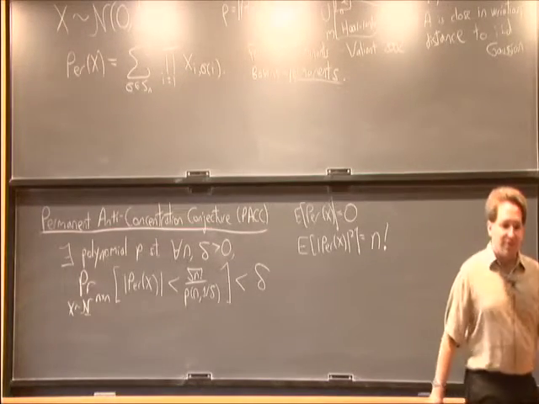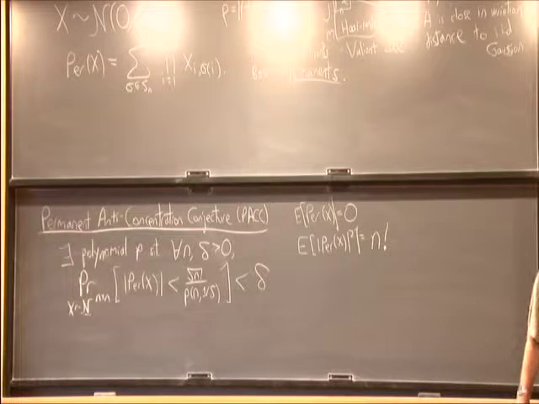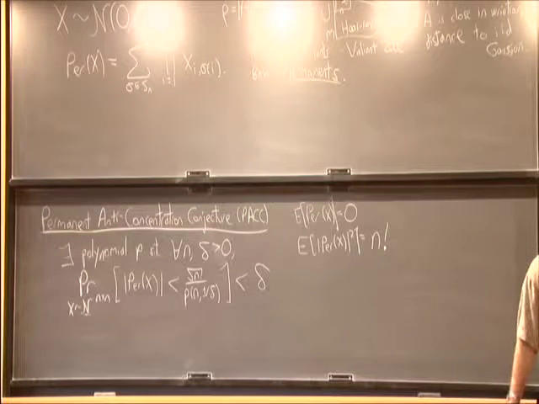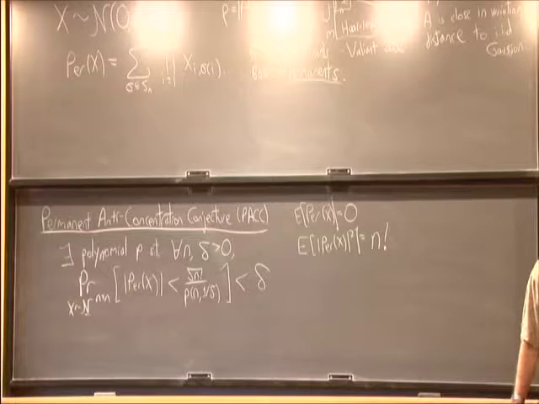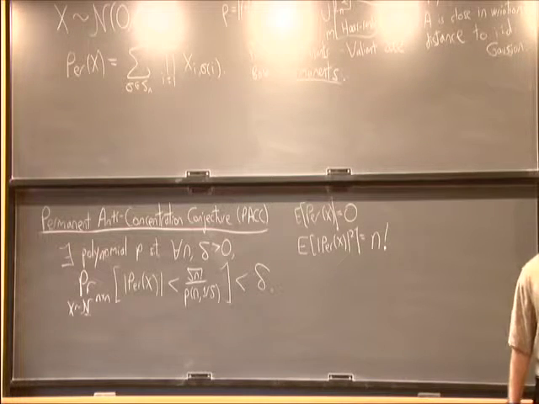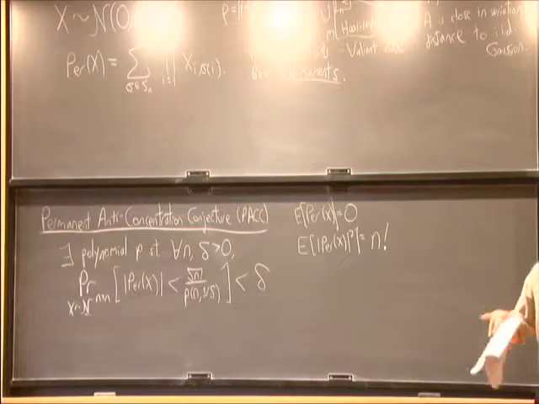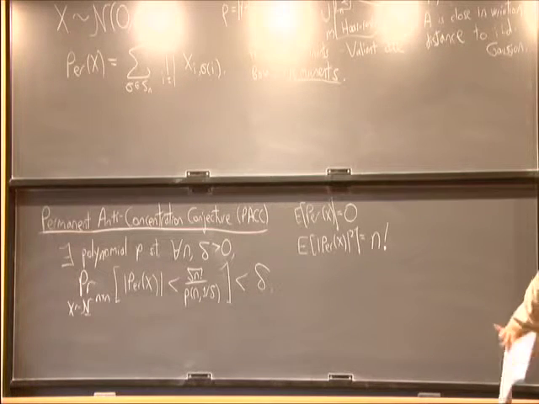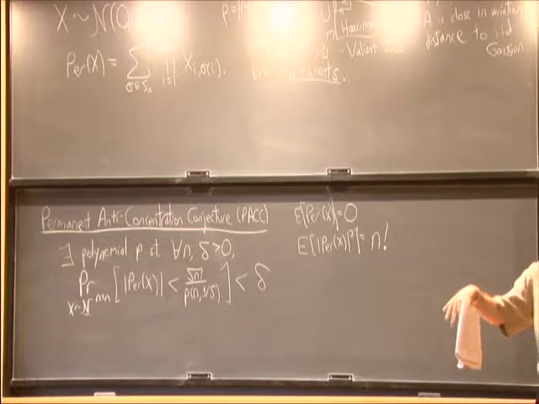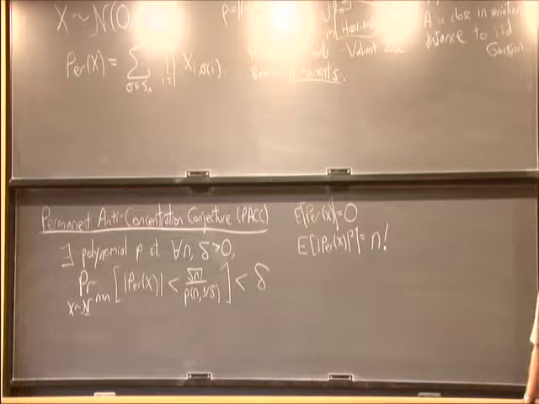So basically, if you look at the permanent of a Gaussian matrix, you expect its permanent to be something like square root n factorial in absolute value. You have these n factorial terms, they cancel each other out in some pseudo-random way, and what's left over, the residue, you expect to be about square root of n factorial.